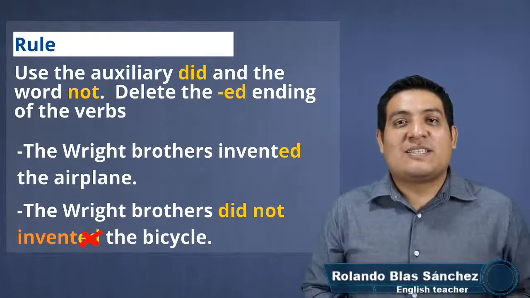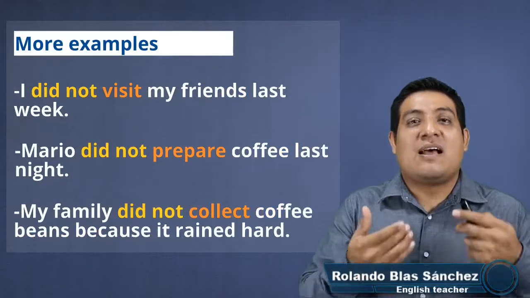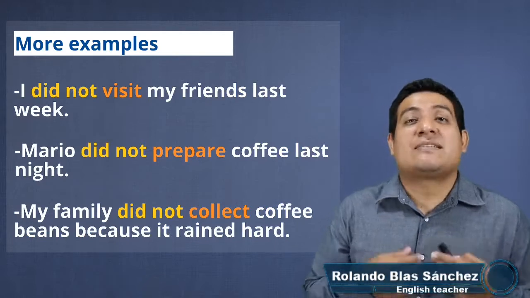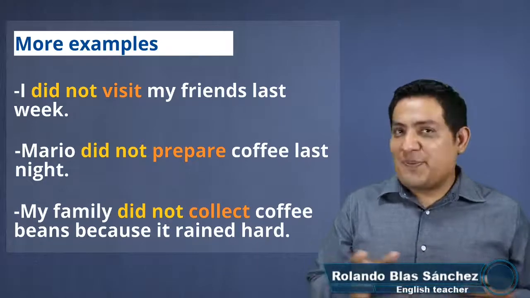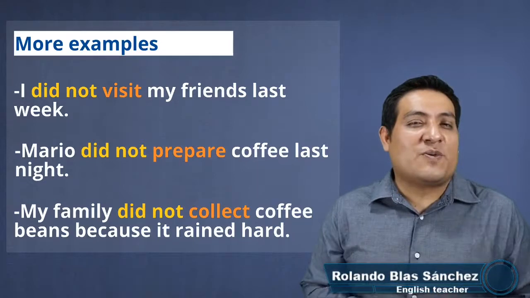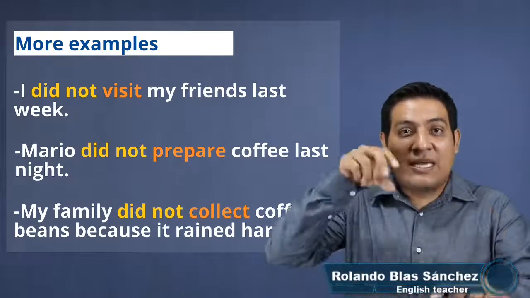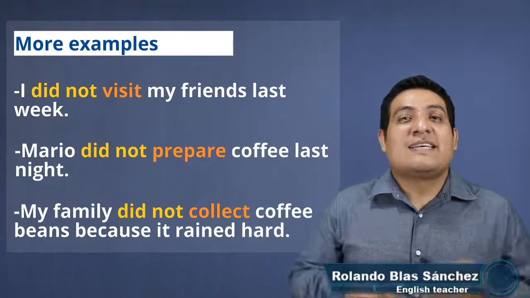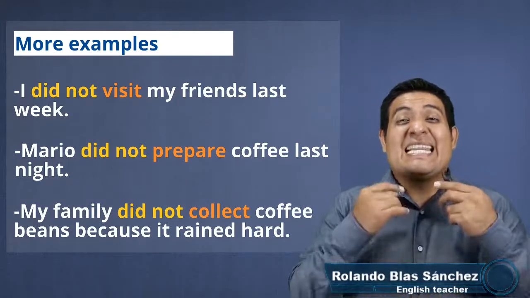Let's see some examples that we can use in our everyday life. I can say, for example, I did not visit my friends last week. A second example, Mario did not prepare coffee last night. And one example that probably you know very well is the last one. My family did not collect coffee beans because it rained hard. These were some examples so you can start using your sentences in negative form.